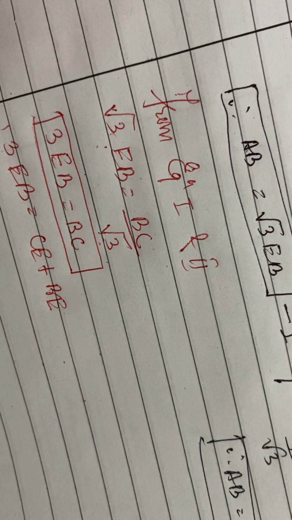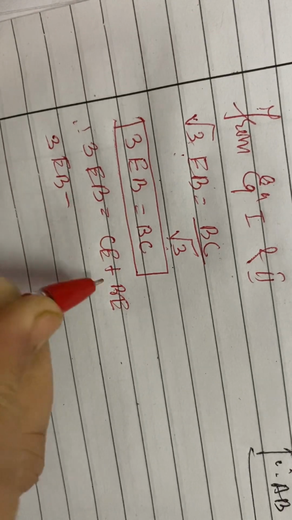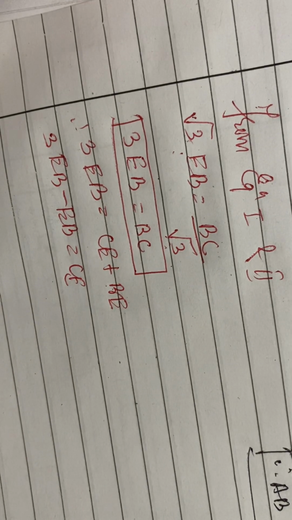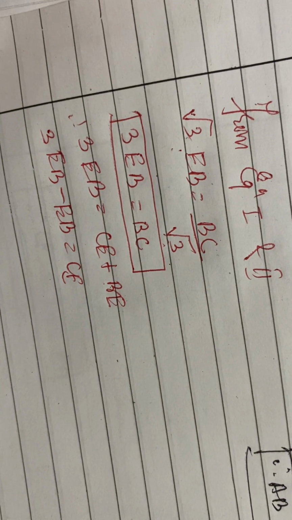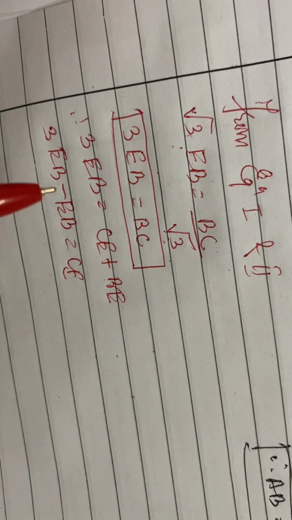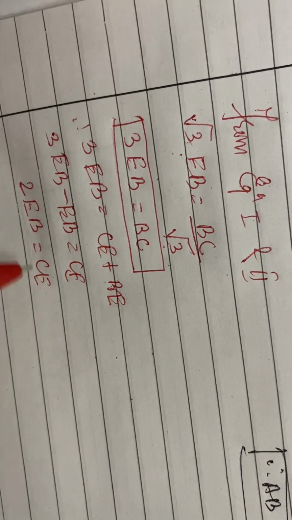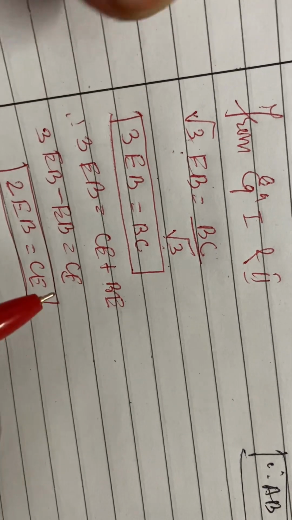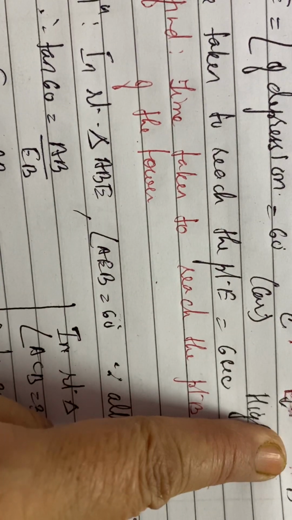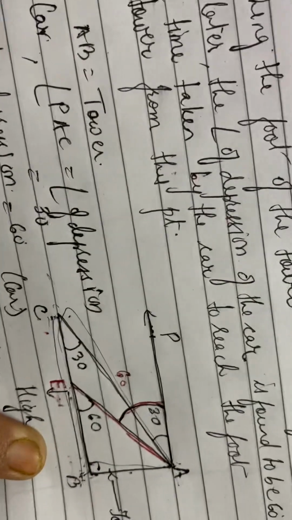So therefore, thrice EB minus EB is equal to your CE. So how much will be your distance CE? It will be twice EB. So this distance CE is how many times BE? Twice BE. This distance CE is twice BE.